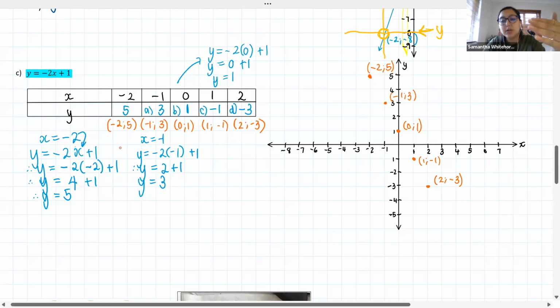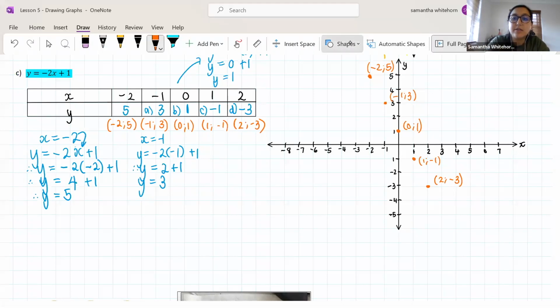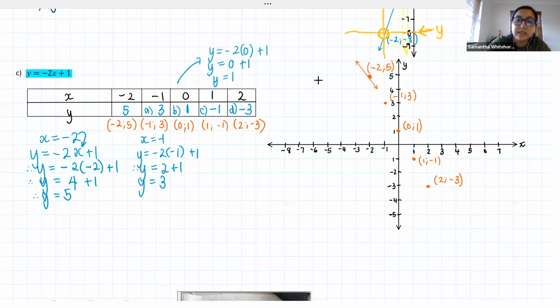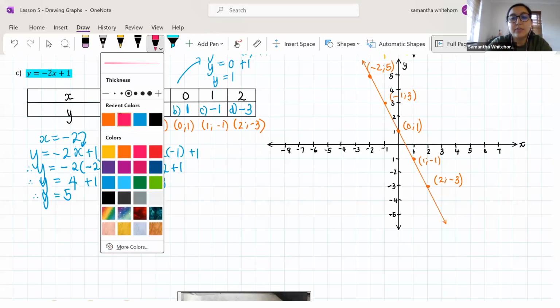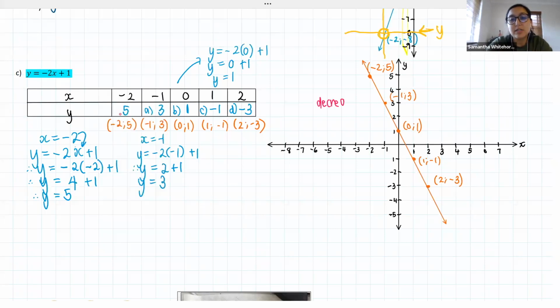So again, if I look at my points, I can see they're forming a straight line. This time, however, we can see that it's a decreasing line, which apparently I can't draw very well, so I will sort that out. Okay. There's my decreasing line. I know it's decreasing because it's going down from left to right. This shows a decreasing relationship, unlike the last two that we've seen, which were increasing.